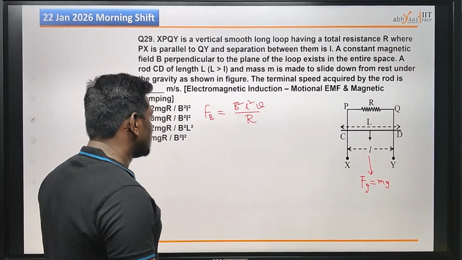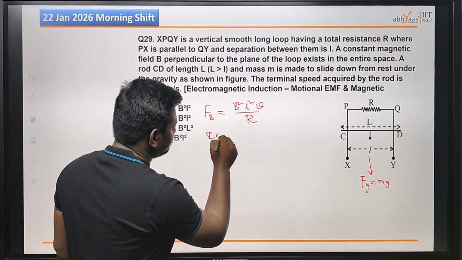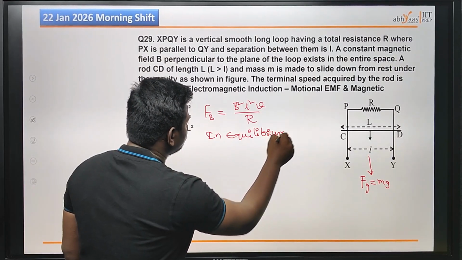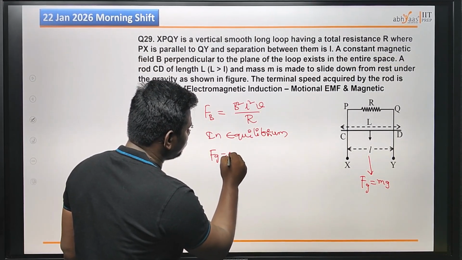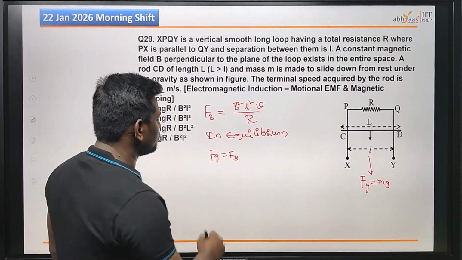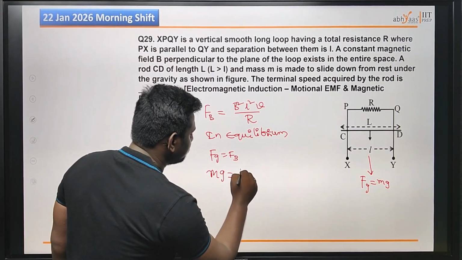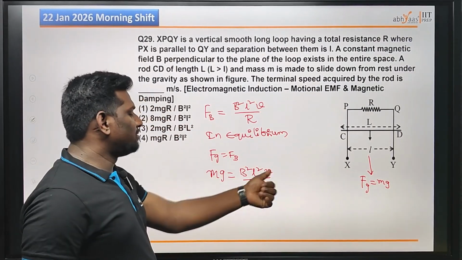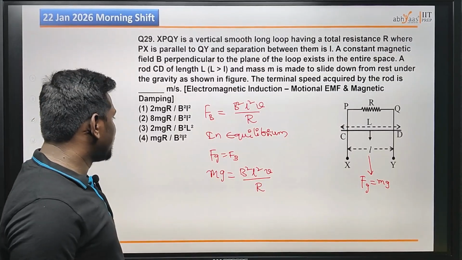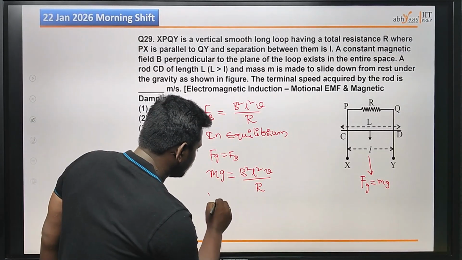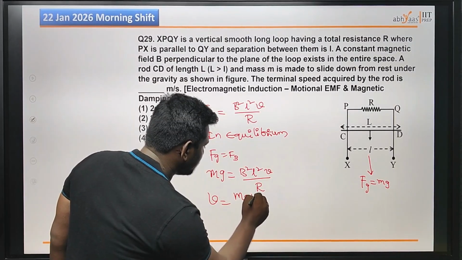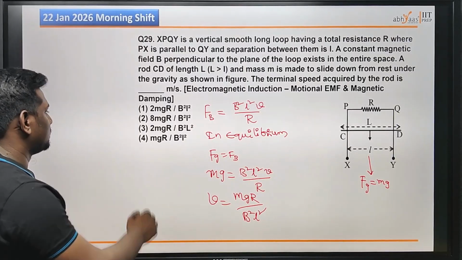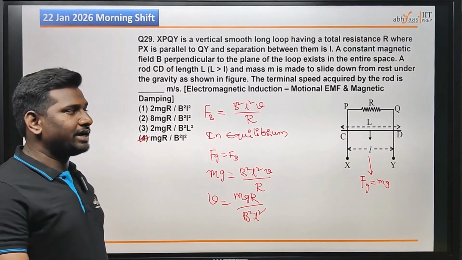So in equilibrium, Fg must be equal to Fb. If you substitute here, mg equals B square L square V by R, and you have to find the terminal velocity V. So V can be written as mgR by B square L square. So option 4 is the right answer.